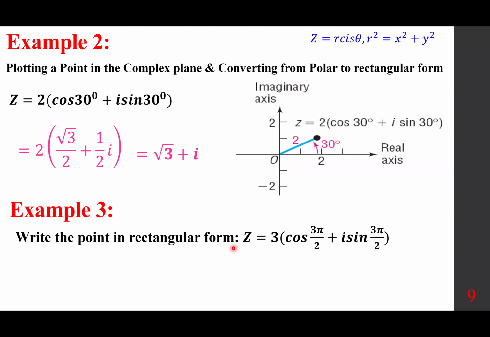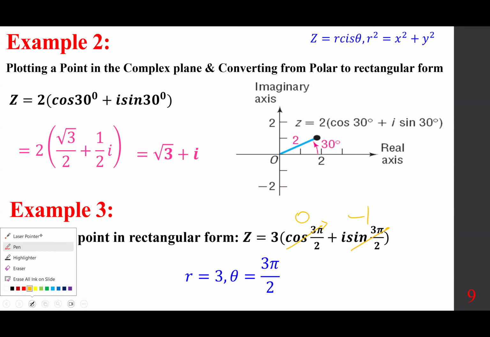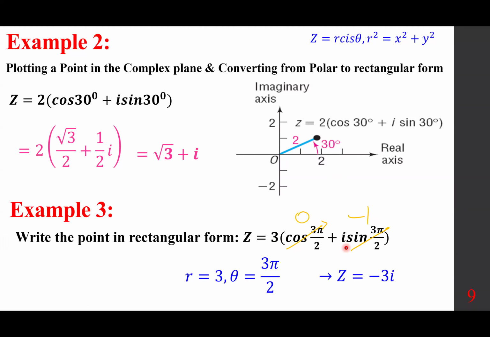Write the point in rectangular form. So this is given in polar form. Simply put, it means plug in. Obviously, you notice r is 3. Theta is 3 pi over 2. Cosine is 0. Sine is -1. So this doesn't do anything. This is -3i. So z equals -3i in rectangular form.